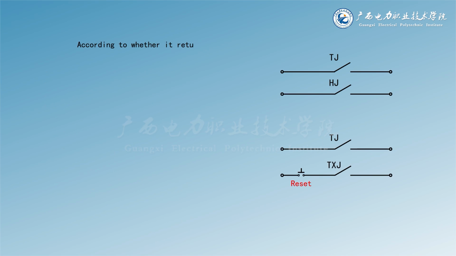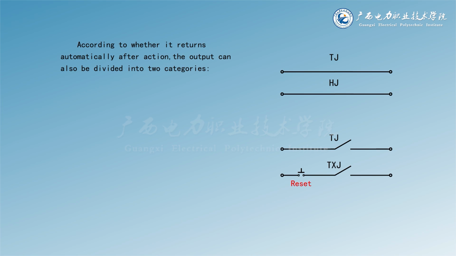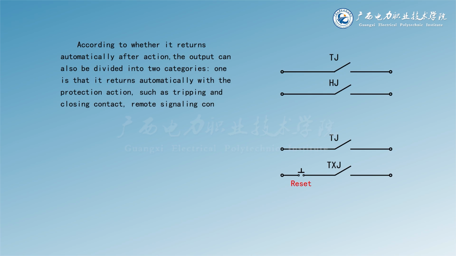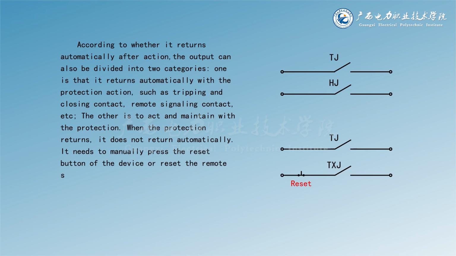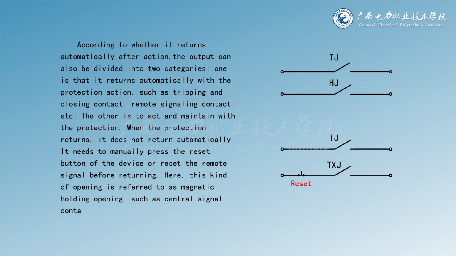According to whether it returns automatically after action, the output can also be divided into two categories. One is that it returns automatically with the protection action, such as tripping and closing contact, remote signaling contact, etc. The other is to act and maintain with the protection. When the protection returns, it does not return automatically. It needs to manually press the reset button of the device or reset the remote signal before returning.